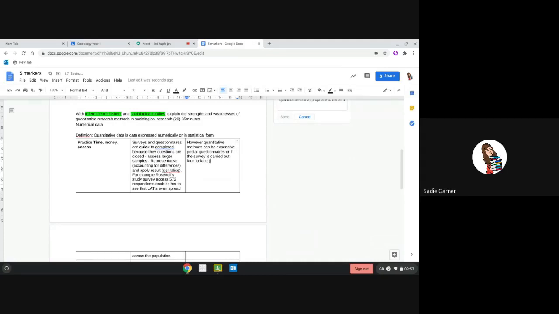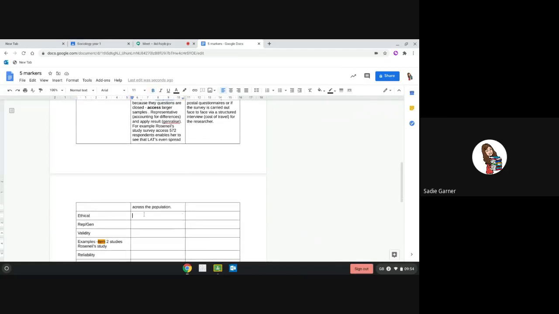face-to-face. It's the cost of travel for the interviewers or for the researcher. So actually, there is an added cost or money there if they are postal questionnaires. And also if the survey is carried out face-to-face via a structured interview, the cost of travel for the researcher. So that's a paragraph there, done and planned.